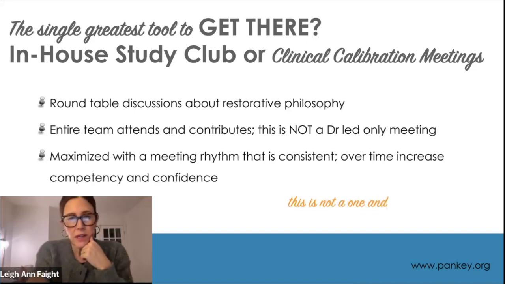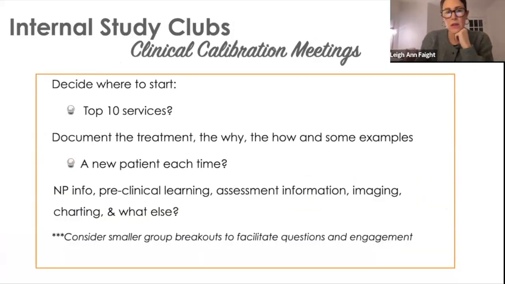So here's what you're going to be working on. Number one, these internal or in-house study clubs might just start by simply identifying, by a production report, what are our most common services? What are our top 10 services? What are the things that we talk about and do every day, all day, that we could lay out in these calibration meetings and really document? What is the treatment we're talking about? Why do we do this, right? When do we recommend it? How do we do the treatment? And even maybe some examples.